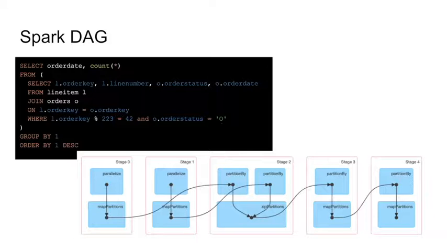Then stage 2 does partition by to shuffle data by the join key, and does zip partition to perform the join. And then it does another round of shuffle to perform aggregation on order date. And at the end of the day, it does another shuffle to sort the output and produce the results.